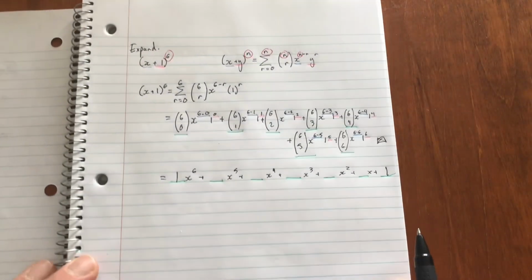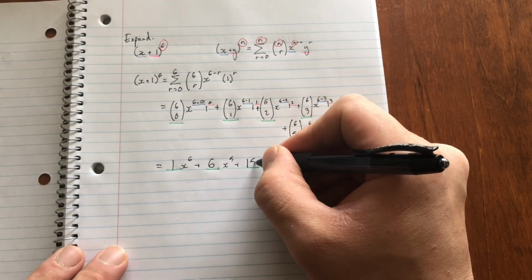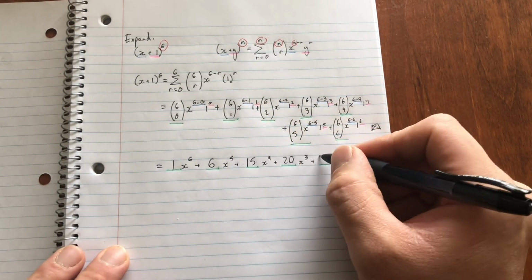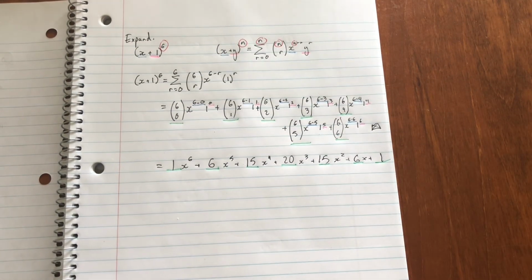So we'll scroll back here. We'll copy those numbers over. 6, 15, 20, 15, 6, and 1. And now we've gone ahead and done our expansion.